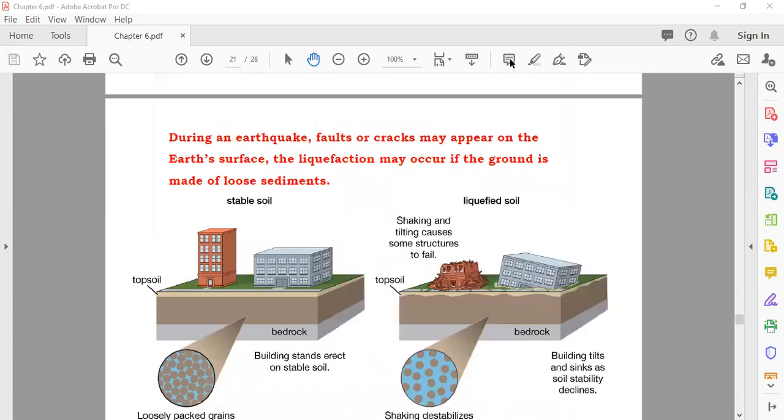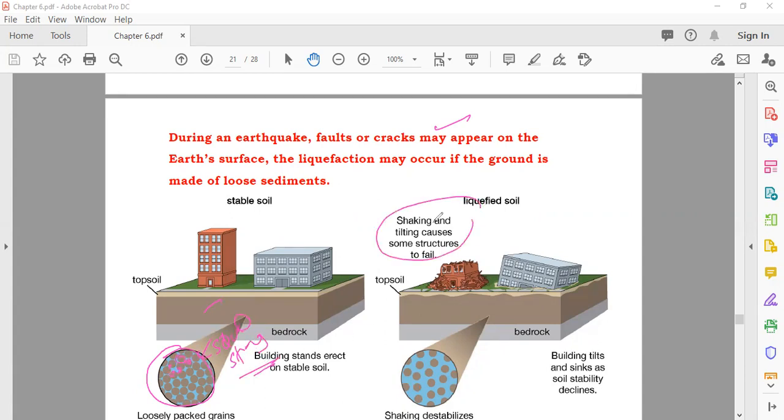Now, during the earthquake, faults are produced. Whenever there is an earthquake, faults will be produced or cracks will come on the earth's surface. And when that happens, the earth's surface becomes weak. You can see here, this is before the earthquake. You can see the soil particles are very close to each other. When the soil particles are very close to each other, this soil is known as very strong.